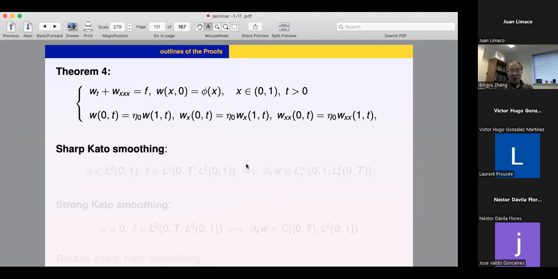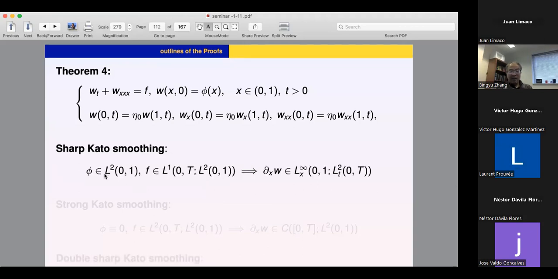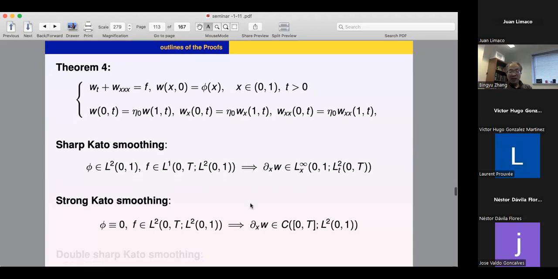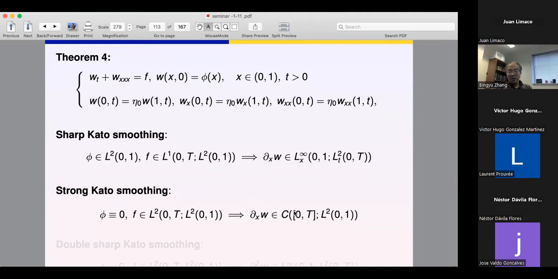Okay. So we want to show that it has this, our Theorem 4. Basically, if the initial data is in L2 and F is in L1 in time, then you have sharp Kato smoothing. Okay. If instead the initial data is in L2 and F is in L1 to L2, then you have strong Kato smoothing.